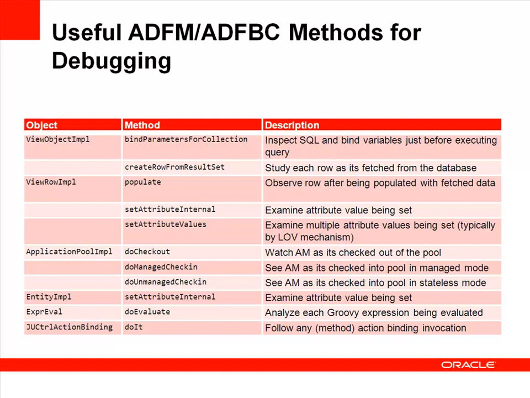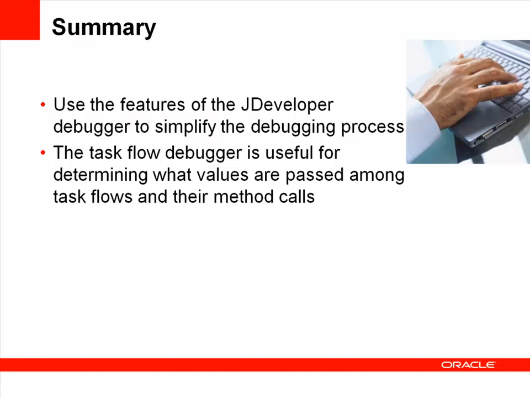So in summary, your first task when debugging an issue is to simplify and narrow down the problem to its root cause. You can do that most efficiently by using the features of the debugger in JDeveloper. Additionally, the task flow debugger, along with the ADF structure window, ADF data tab, and expression language evaluator tab, allow you to debug issues as they occur throughout the ADF controller part of the framework.